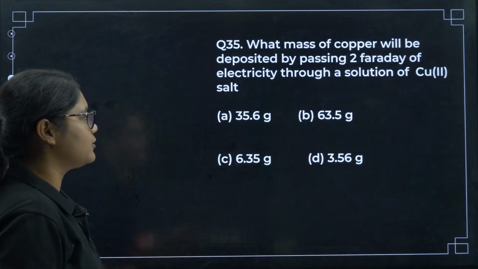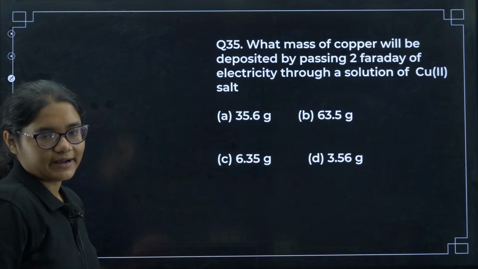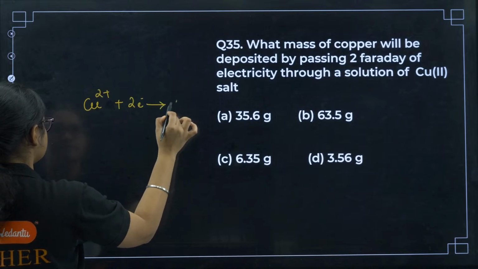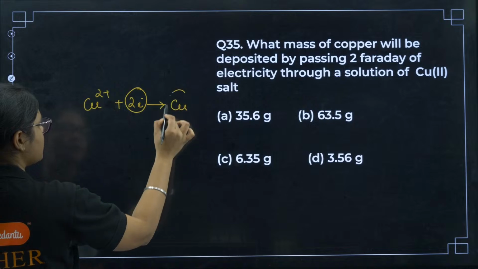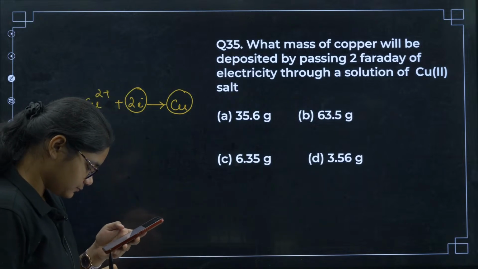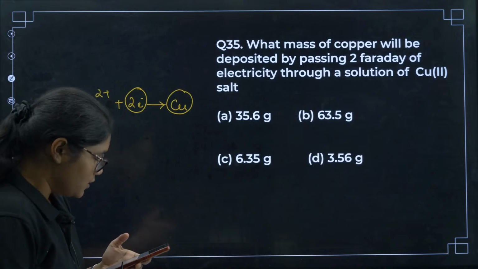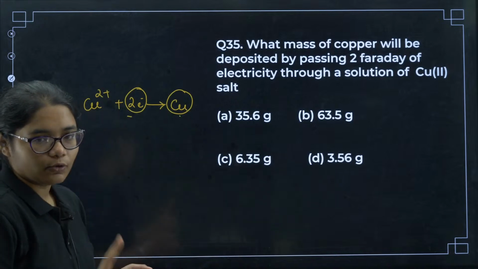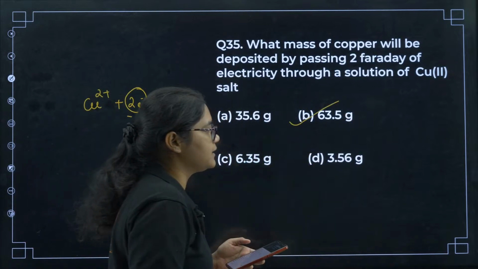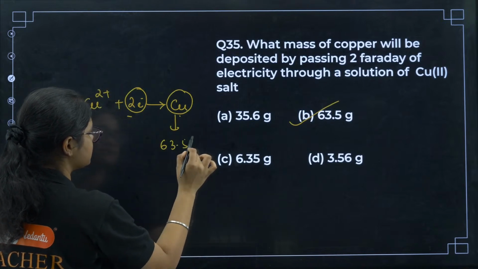What mass of copper will be deposited by passing 2 Faraday of electricity through a solution of copper 2 salt? Very simple question. 2 Faraday, Cu2+ plus 2 electrons gives you copper, right? So 2 Faraday deposits 1 mole. That means how much mass will be there? This is a very easy question. 2 Faraday is depositing 1 mole, means how much mass? 35B. Yes, Soumya is correct here, 63.5 gram. Okay, that is the correct answer. 2 Faraday deposits 1 mole and 1 mole mass is 63.5.